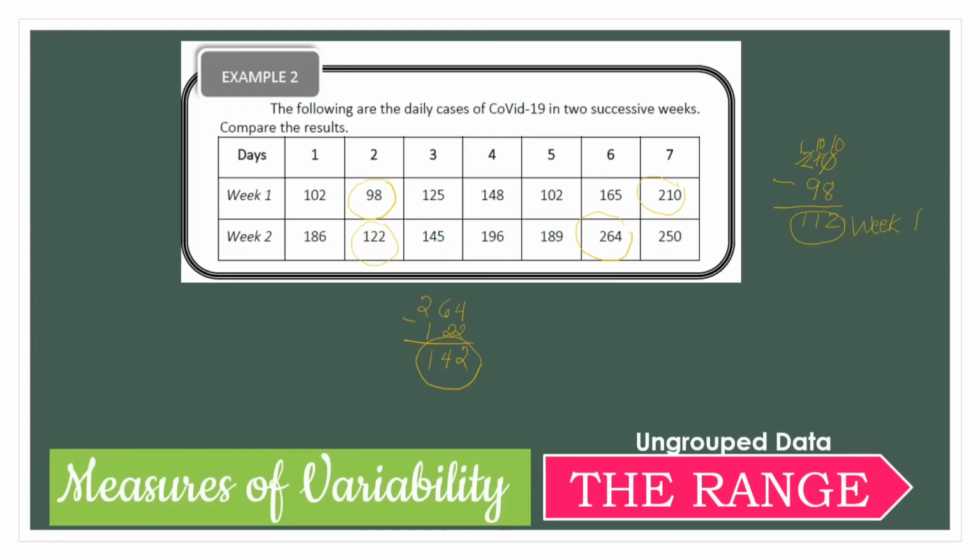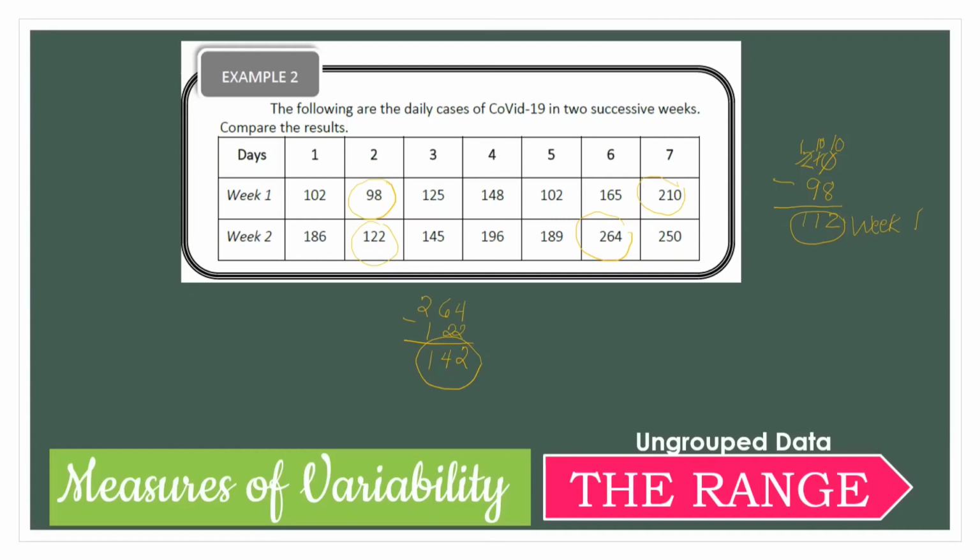Okay, here is another example. The following are the daily cases of COVID-19 in 2 successive weeks. For week 1, here is the set of data. Week 2, here is the set of data. We have to compare the range between those 2 weeks.